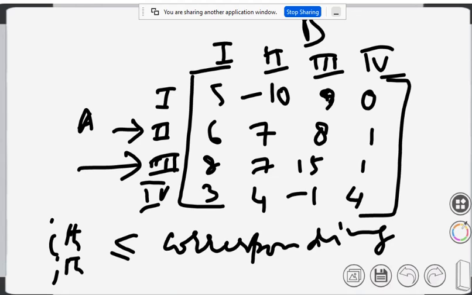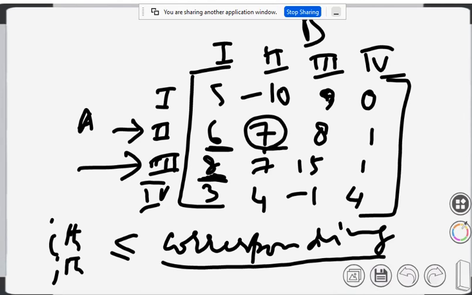Now, there is one important word that I have used: corresponding. Corresponding means 8 will be compared to 6. 8 cannot be compared to this 7. Mind that. Corresponding means same position. 8 will be compared to 6, 7 will be compared to 7, 15 will be compared to 8, and 1 will be compared to 1.